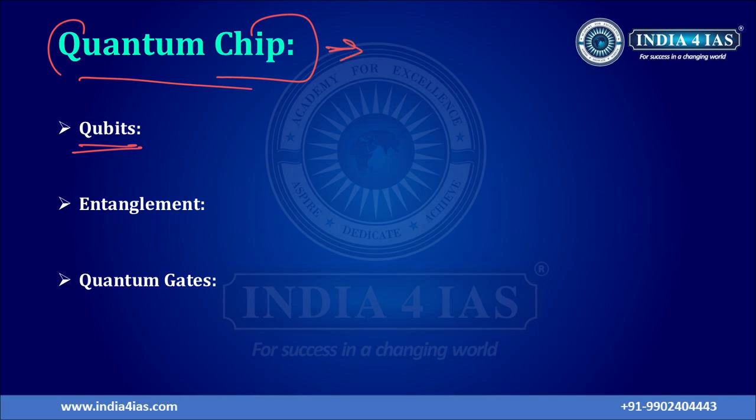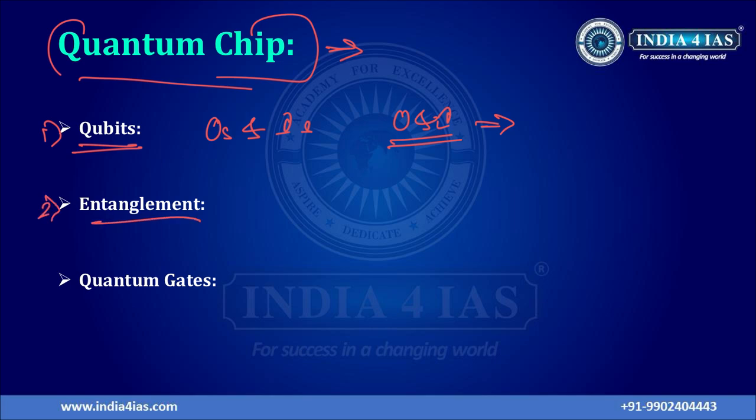Coming to the key features of quantum chips, the first one is qubits. In classical computers there are binary bits, that is zeros and ones. In a quantum computer, they exist in a superposition of states, that is both 0 and 1 simultaneously. This simultaneous existence is called superposition, and these bits are very important in quantum computing, that's why they are called qubits.